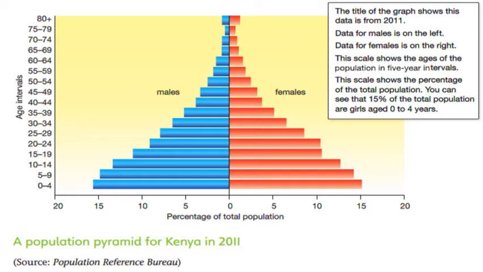So the structure is appearing like a pyramid, which means that more people of the lower age group are the citizens of the country. Kenya's population in 2011 was around 43 million people, and you can see that the majority of the population, for example, girls are around 15% and boys are more than 15%, are 0 to 4 years of age. Similarly, let's go on up.